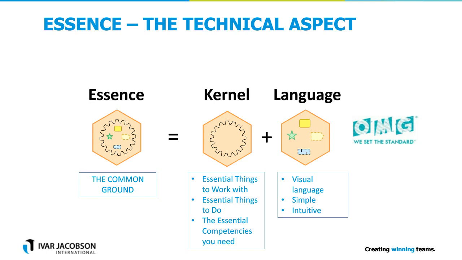Then we have a kernel that includes essential things to work with when you develop software, or even other aspects, when you develop things. Essential things to do and the essential competences you need. That's part of the kernel. And we call that Essence, which is then a common ground adopted by the Object Management Group.